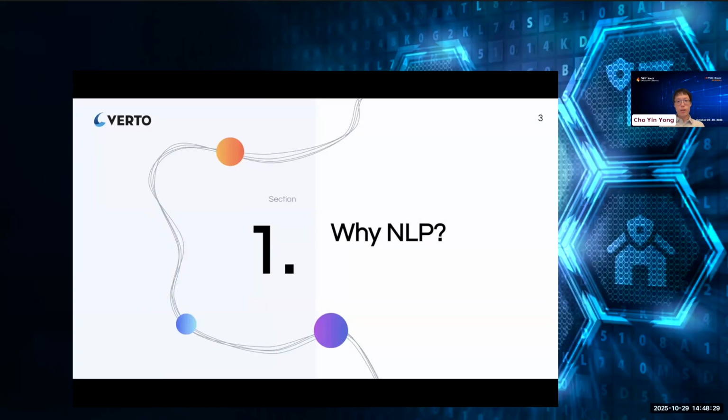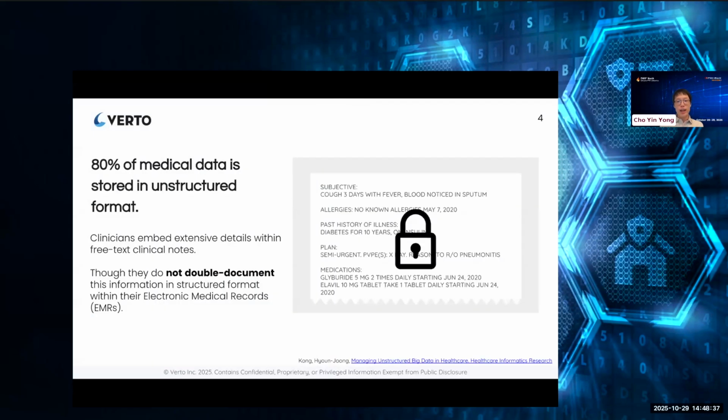So before we get started, just to prime the background, why NLP? Why is NLP so important in the healthcare space? It goes without saying that 80% of medical data is actually stored in unstructured format. Legally required, clinicians do embed extensive details within free text clinical notes, putting things like their upcoming immunizations, their conditions, what they're testing for, what's the differential diagnosis. All of these extensive details are only available in free text clinical notes.